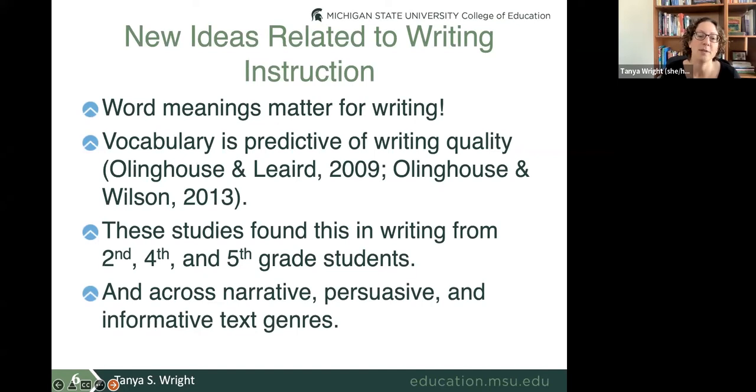So across narrative, persuasive, informative text genres, which are the ones that we typically think of in elementary school, the words that kids use to express their ideas are going to make a big difference to the quality of their writing and to their ability to express what it is they want to say and share their ideas.